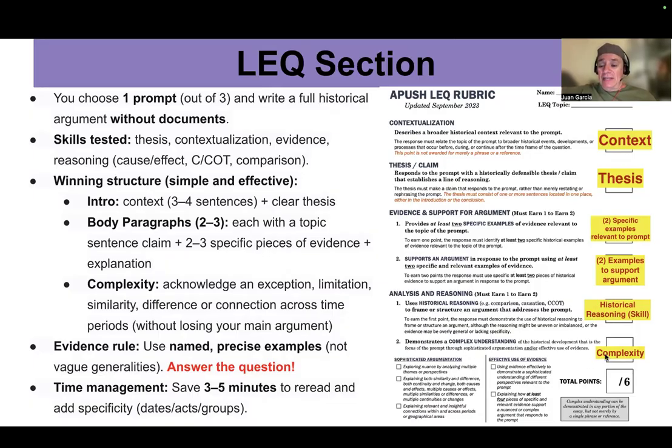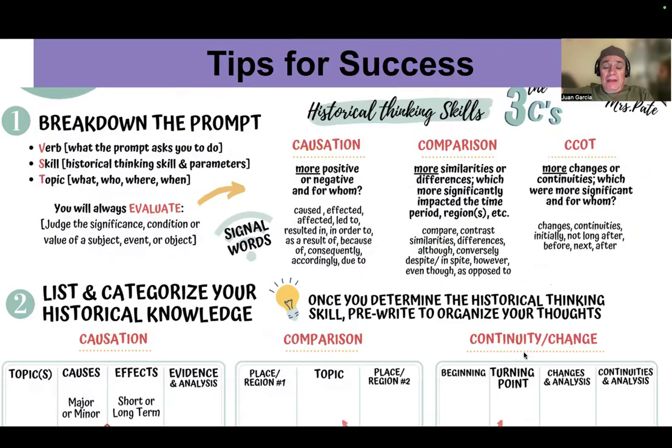And then this is the complexity. I already explained the complexity here. So total is 6 points. This is the LEQ. More tips for success for the LEQ, and this also will help you for the DBQ.